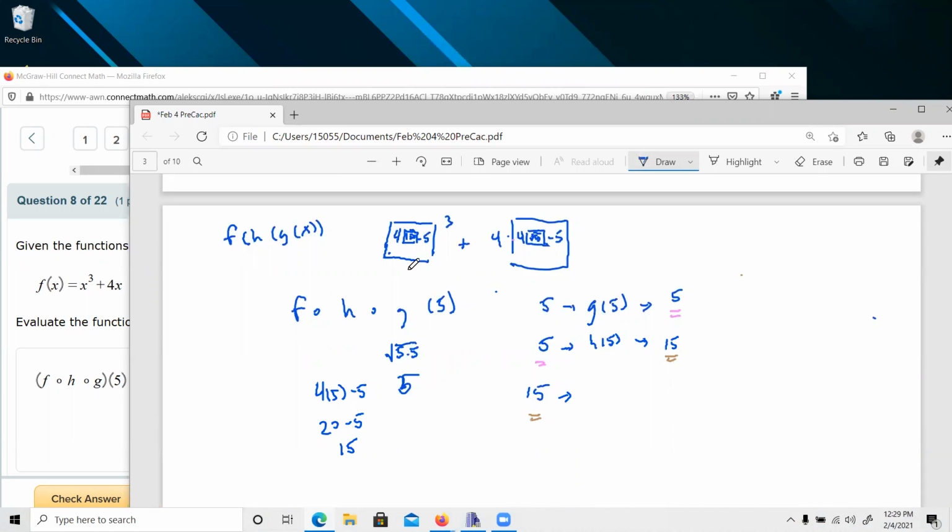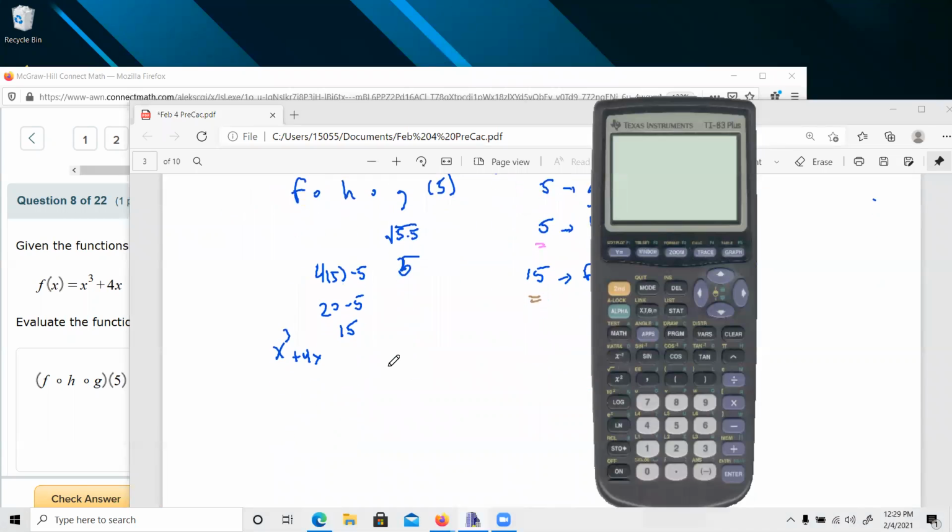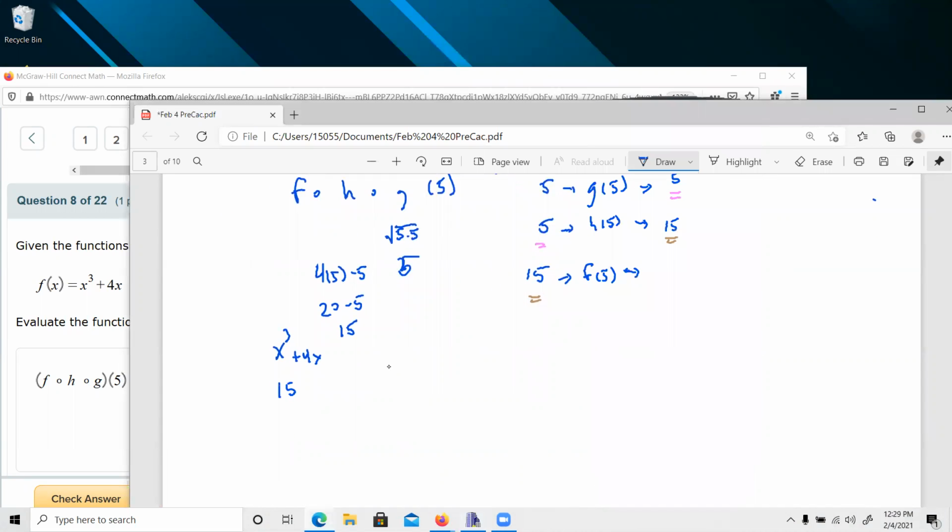And this is going into now f. And f says x cubed plus 4x. You like to write these things. You really don't need a calculator, but apparently the people who wrote this book have different thoughts, because I am not doing 15 cubed in my head. This is just not happening.